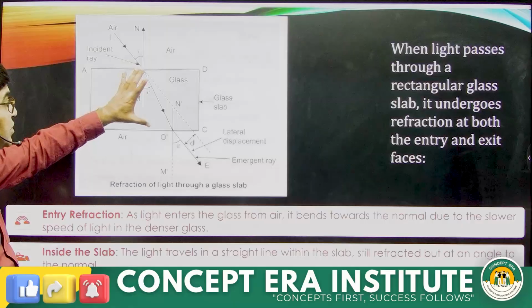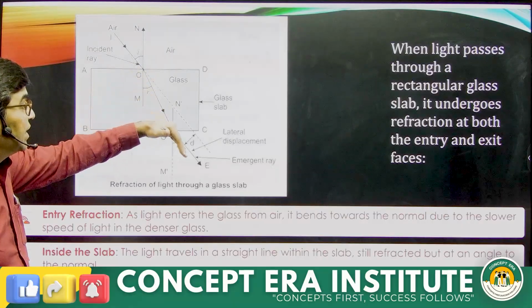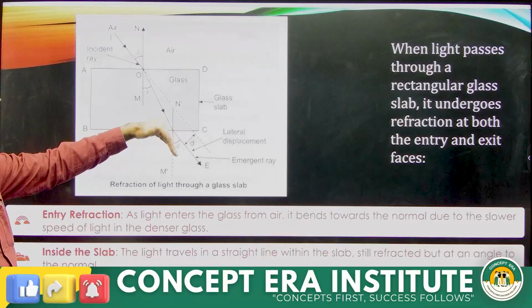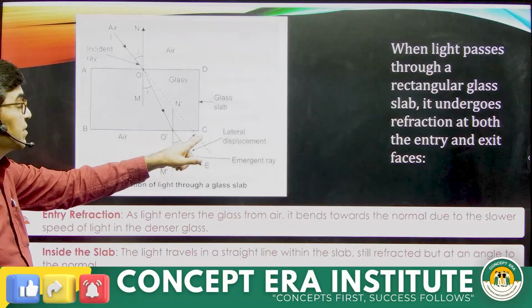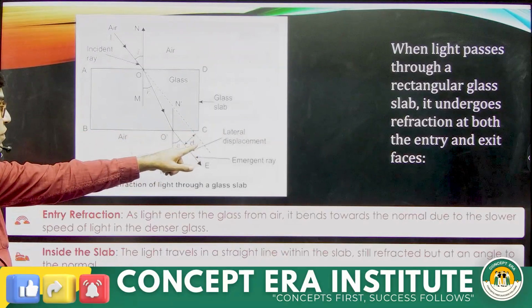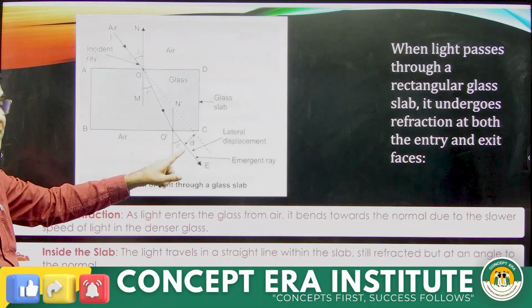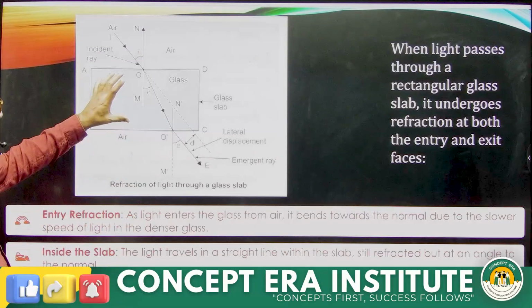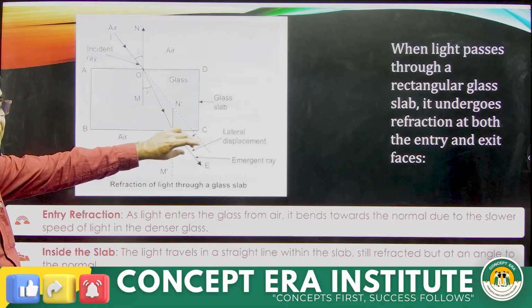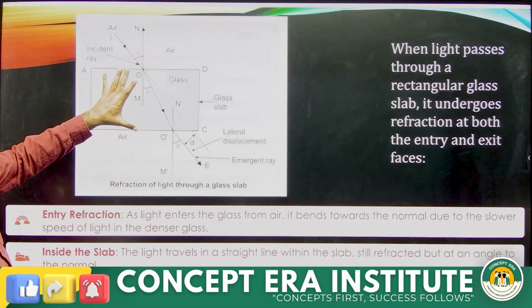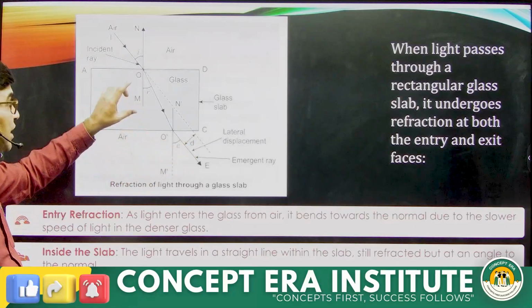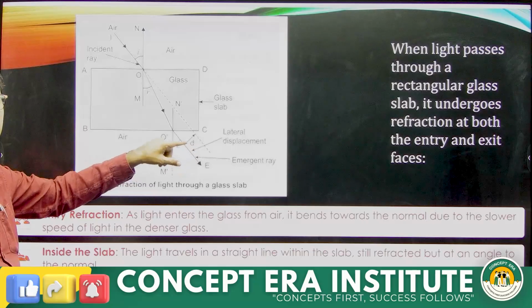But due to the presence of this slab, the light has now shifted from its original path slightly, and the perpendicular distance between the original path and the emergent path is known as lateral displacement. This lateral displacement is directly proportional to the thickness of the glass slab. If the glass slab is thinner, this displacement will be less, and if it is thicker, this displacement will be more.